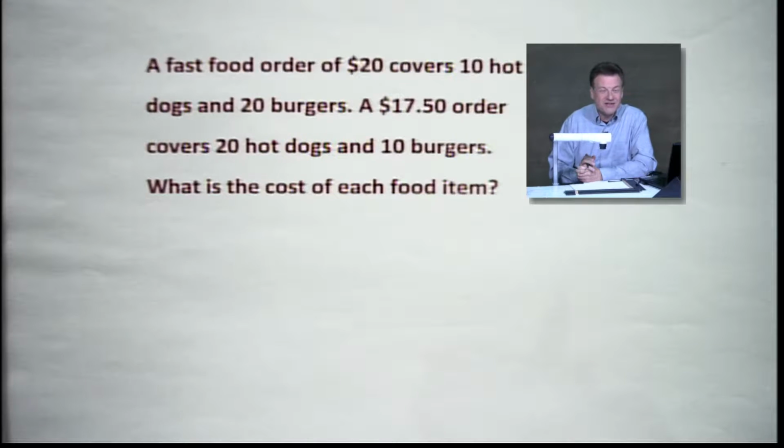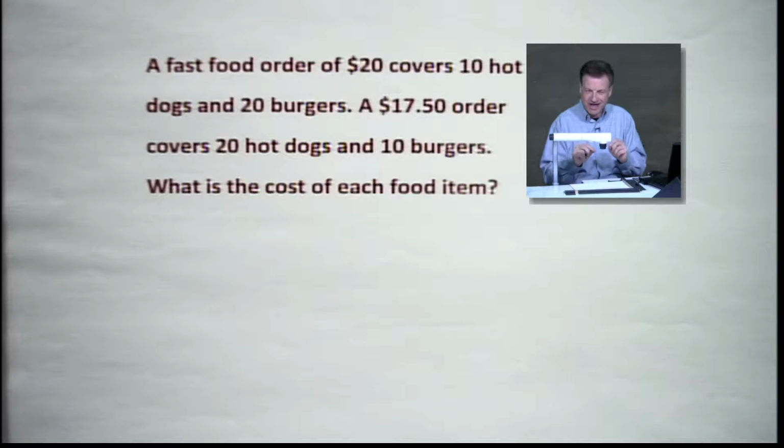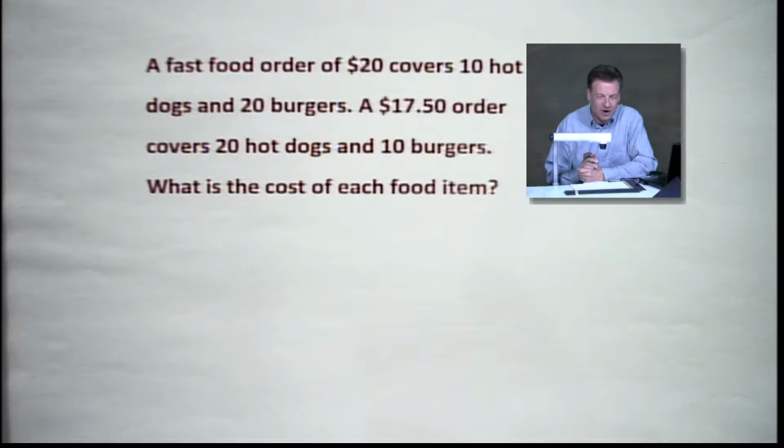Let's see what happens on the other thing. A $17.50 order covers 20 hot dogs and 10 burgers. What is the cost of each food item? I have a feeling these are small burgers, small hot dogs, because these don't look like they're going to cost an awful lot out there, folks. We're going to find out. Let's find out how much they're going to be worth here, all right?